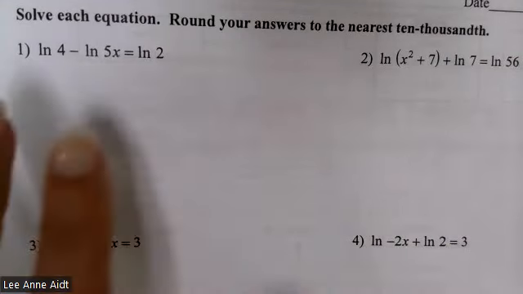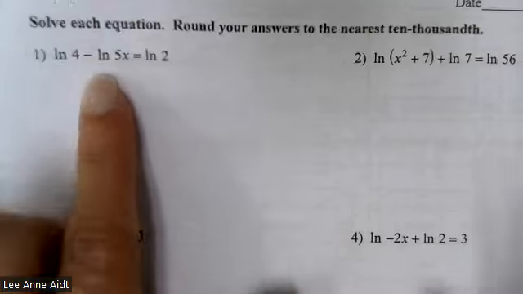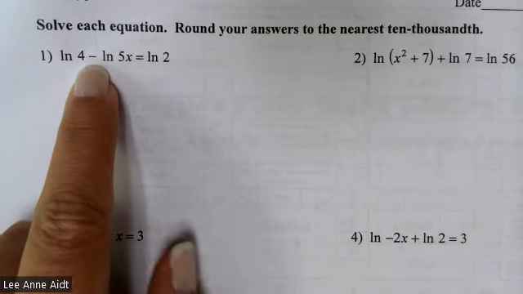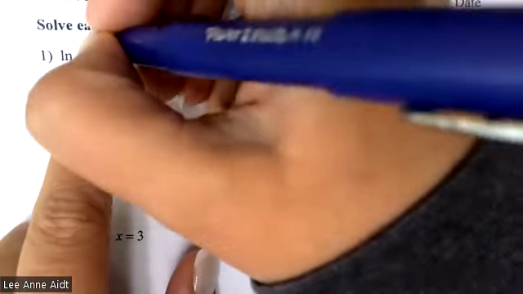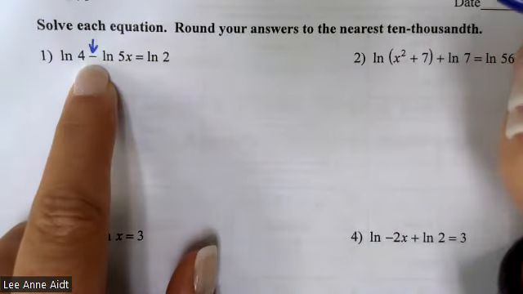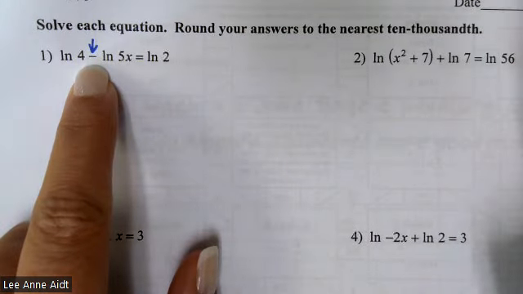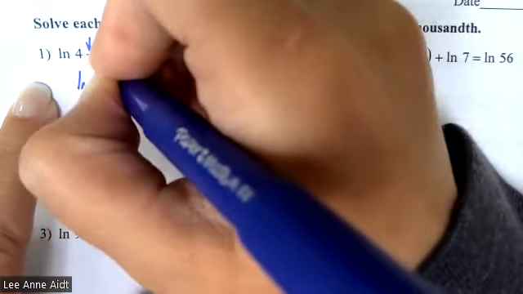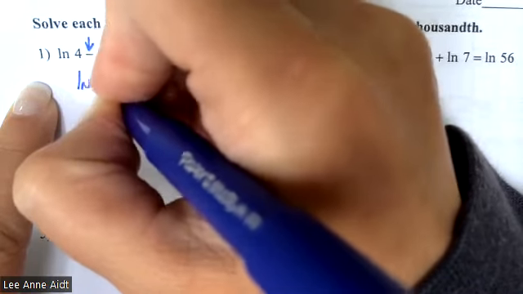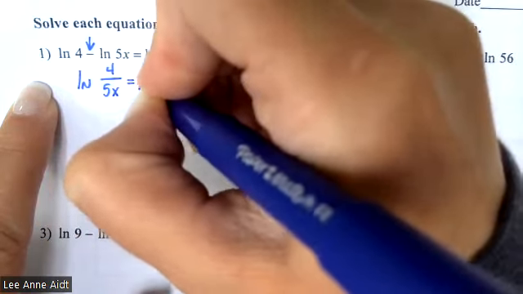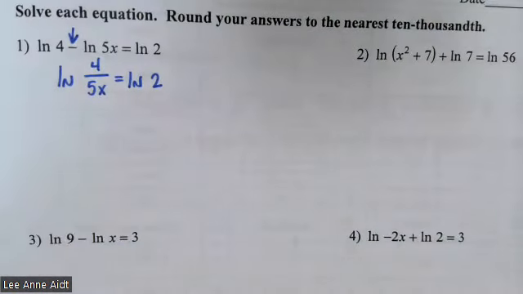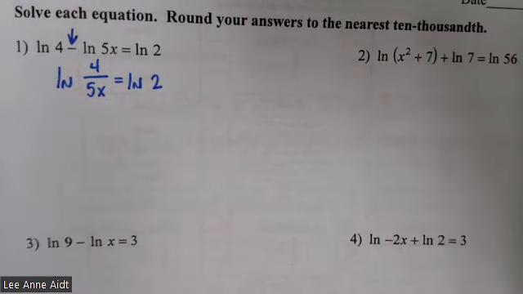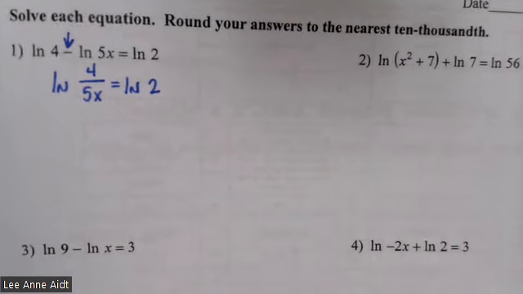Okay, so this is just a log problem. The first thing you do is look at the operation. Operation is subtraction, which means you have division. You guys remember? Subtraction is division. Okay, so natural log 4 over 5x equals natural log of 2. You know how to do that. It just looks weird because it's natural logs.